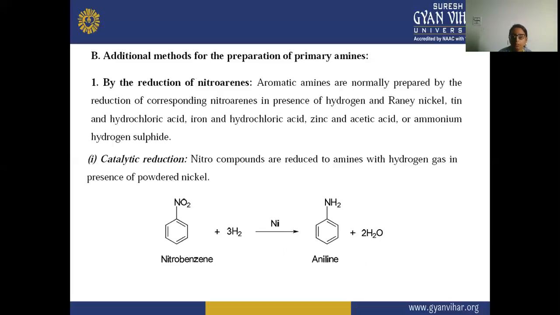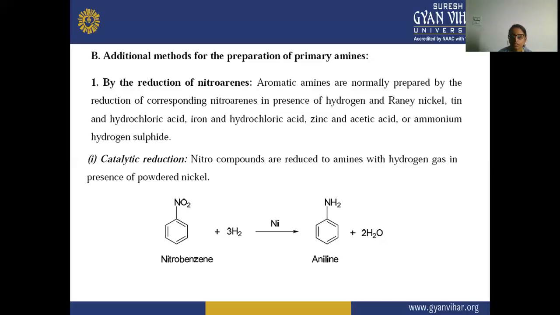Next, additional methods for the preparation of primary amine. The first method is by the reduction of nitroarenes. In this, the aromatic amines are normally prepared by the reduction of corresponding nitroarenes in the presence of hydrogen and Raney nickel, or tin and hydrochloric acid, iron and hydrochloric acid, zinc and acetic acid, or ammonium hydrogen sulfide. So by the reduction of nitroarenes, the aromatic amines are normally prepared.